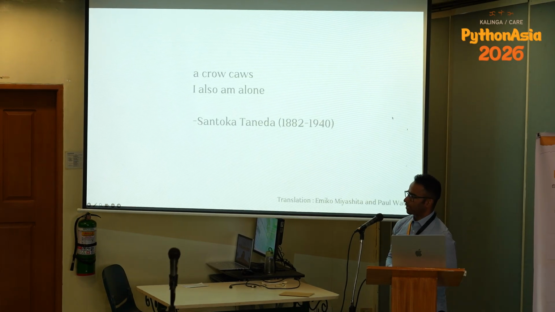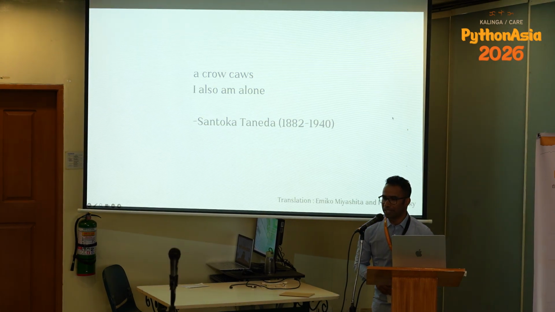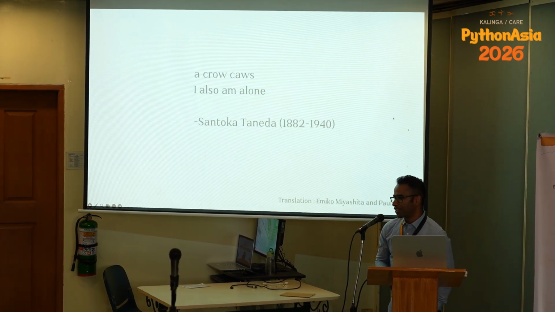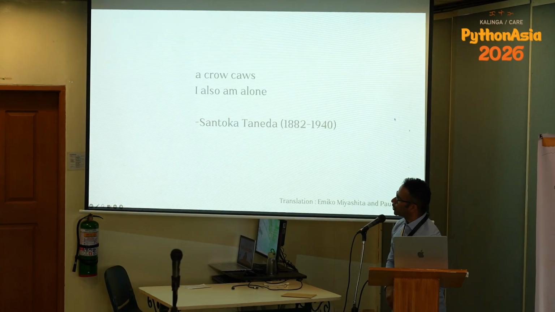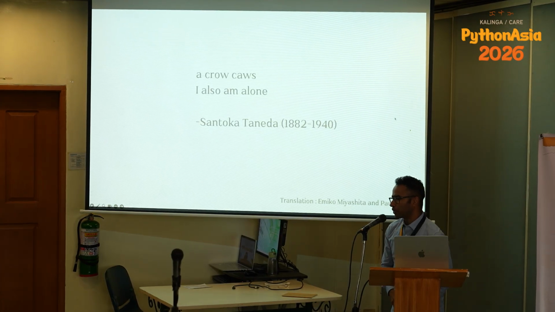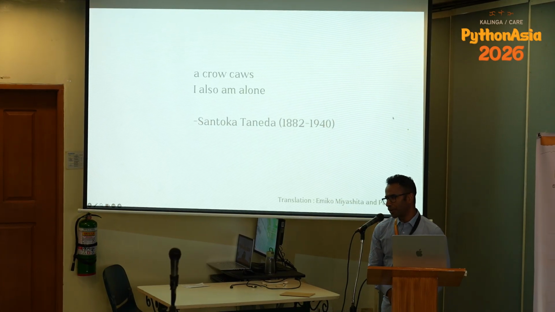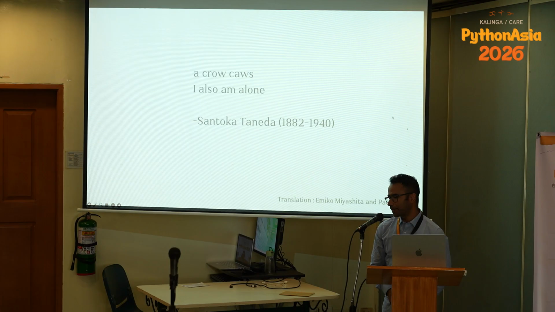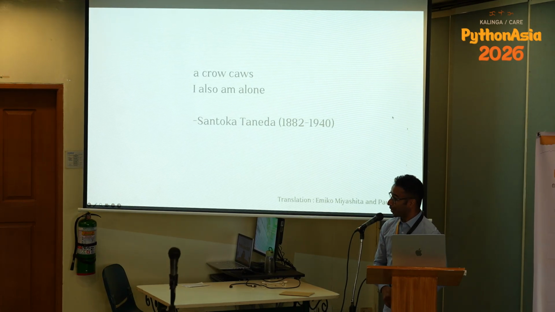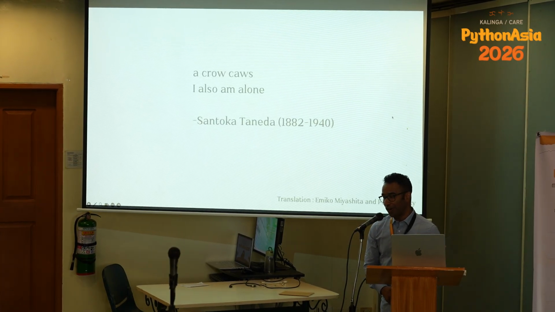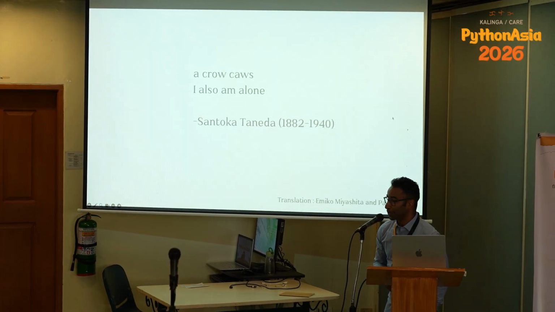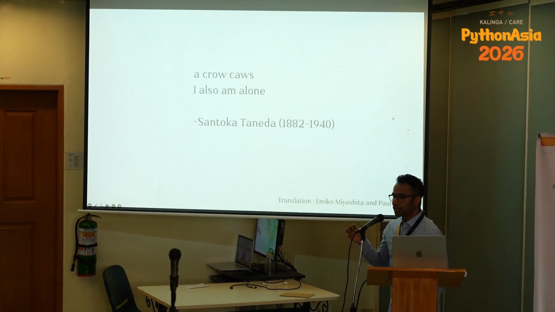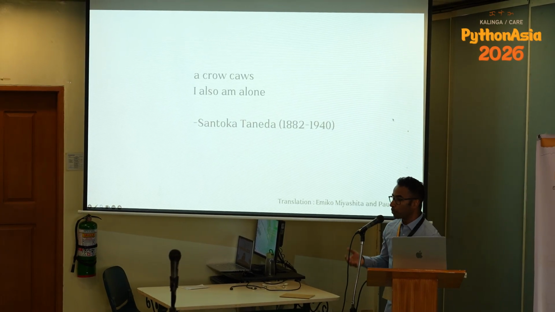A crow caws, I also am alone, by Santoka Taneda. So there's a little bit of ambiguity in this poem, at least in the English translation. We do not know who is saying, I also am alone. Is it the crow that's cawing and then saying, hey poet, not just you, but I, crow, am also alone? Or is it the poet that is hearing the crow caw and saying, hey crow, not just you, but I, the poet, am also alone? So this type of ambiguity is considered good in haiku, but in programming we may want to avoid this ambiguity.